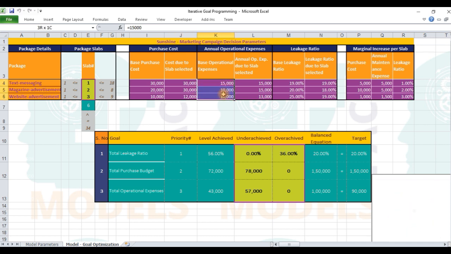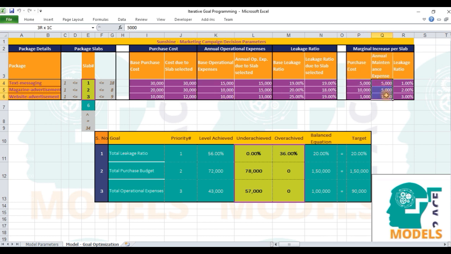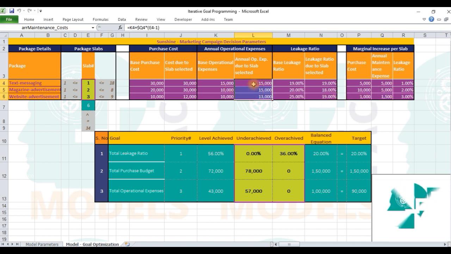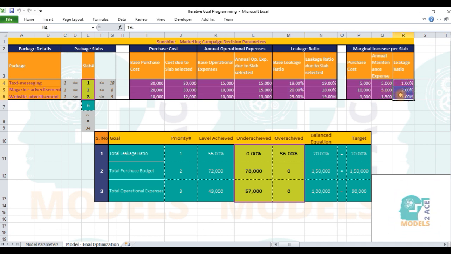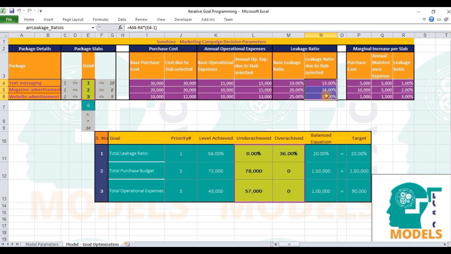Similarly, these values indicate the annual operational expenditures of the lowest slabs in the 3 packages, and these values denote the marginal increase in OpEx for each higher slab in the same package. These values denote the final landed OpEx of the selected slab. Finally, these values indicate the leakage ratios of the lowest slabs in the 3 packages, and these values denote the marginal increase in leakage ratio for each higher slab in the same package. These values denote the final landed leakage ratio of the selected slab.